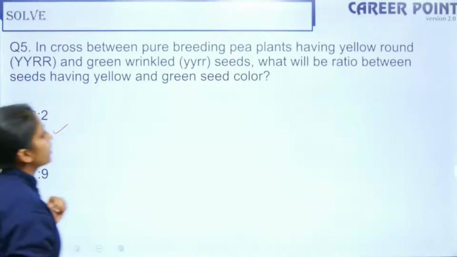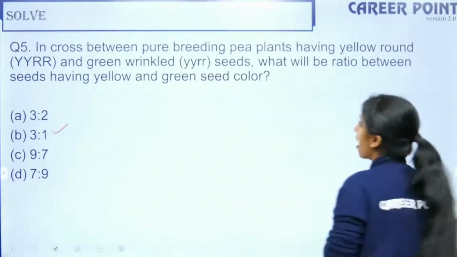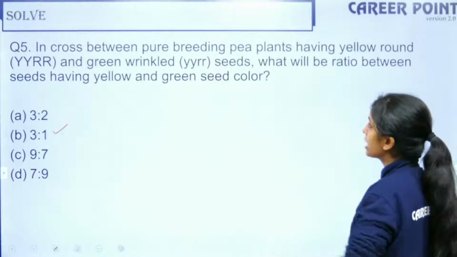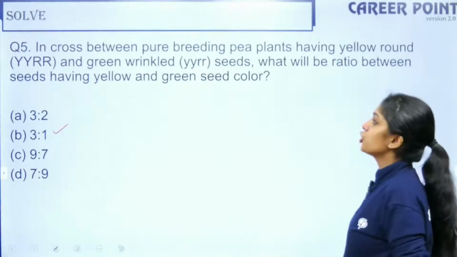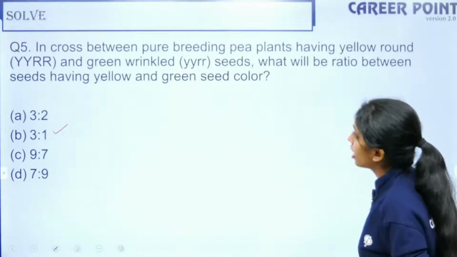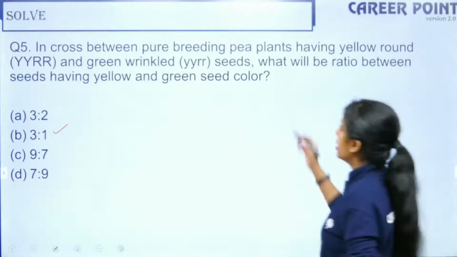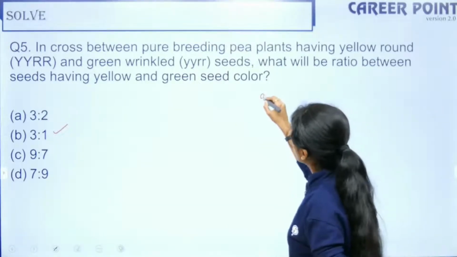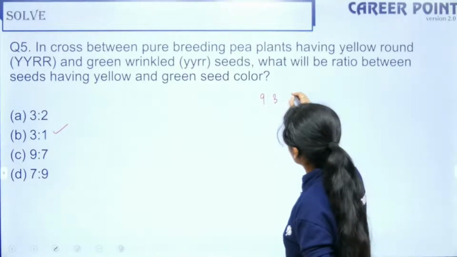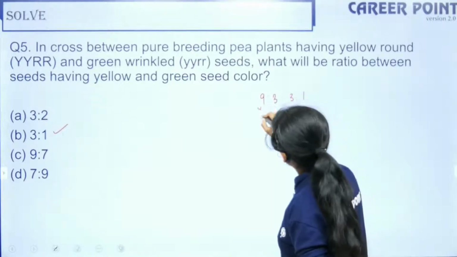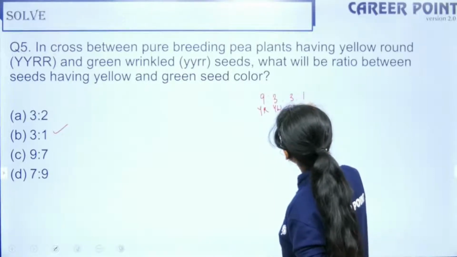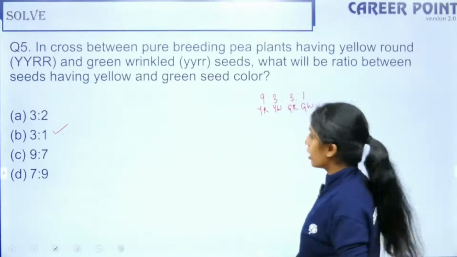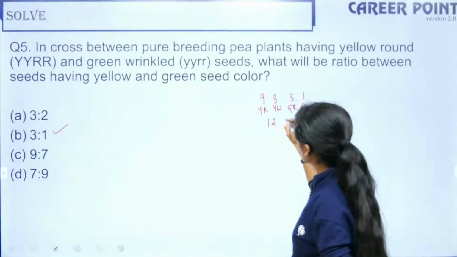In a cross between pure breeding pea plants having yellow round and green wrinkled seeds, what will be the ratio between seeds having yellow and green seed color? So here we are talking about color. So this is phenotype, right? This is yellow round, this is yellow wrinkled, green round, green wrinkled. So it is 12:4.